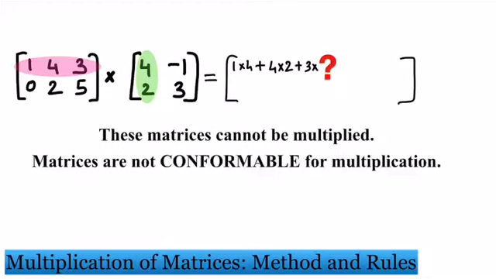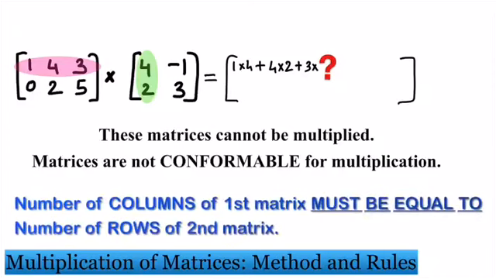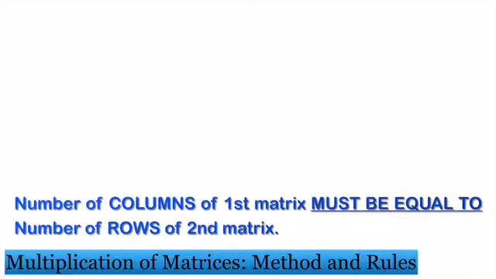So what is the rule that will allow us to check whether the multiplication is possible or not? The rule says the number of columns of the first matrix must be equal to the number of rows in the second matrix. Here we can see that there are 3 columns in the first matrix but only 2 rows in the second matrix. So the multiplication is not possible.